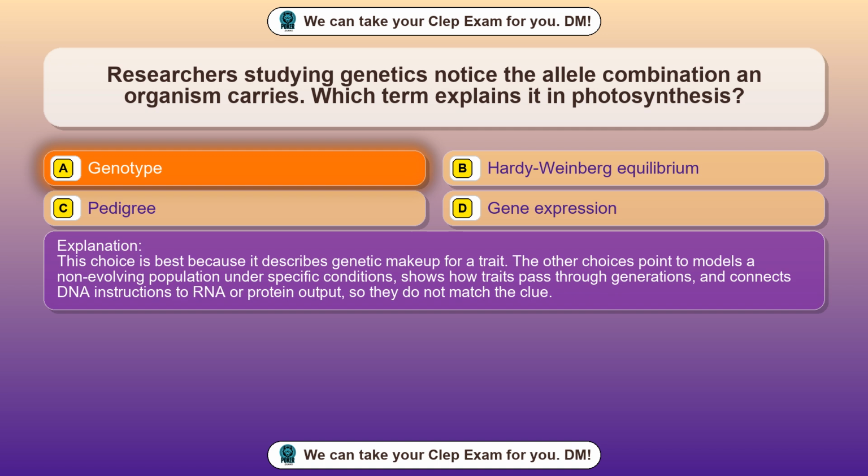This choice is best because it describes genetic makeup for a trait. The other choices point to models a non-evolving population under specific conditions, shows how traits pass through generations, and connects DNA instructions to RNA or protein output, so they do not match the clue.